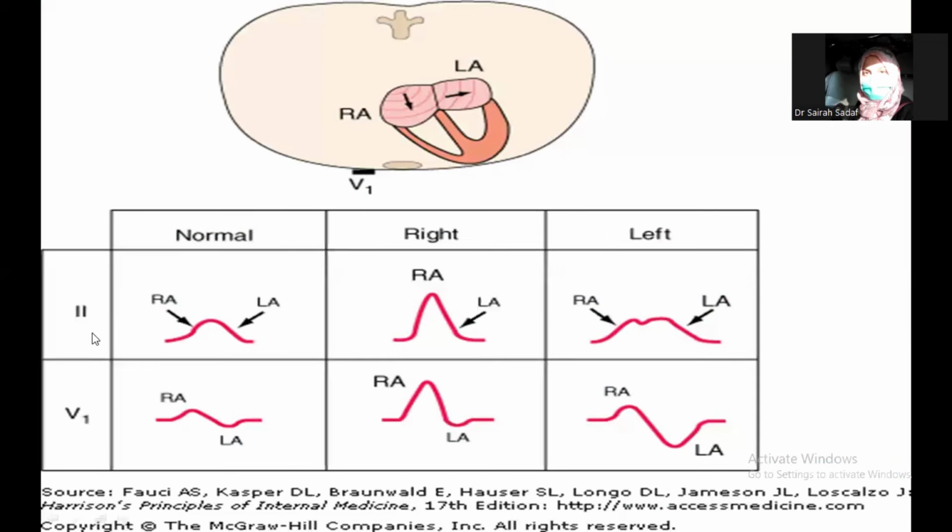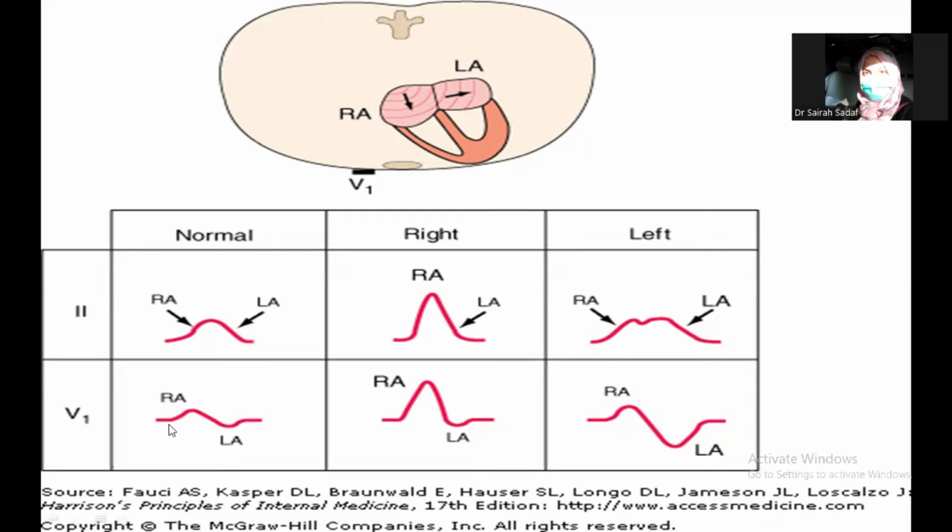Now, we have 2 leads, lead 2 and lead V1. We have to look for the P wave in these 2 leads. Now what do you see normally? Normally, what do you see in the P wave? When you are looking at the P wave in lead 2, normally it appears like this: single, rounded, small, less than 2 mm wide or tall.